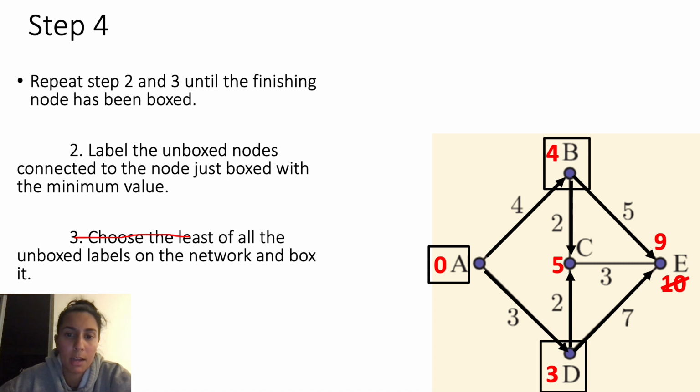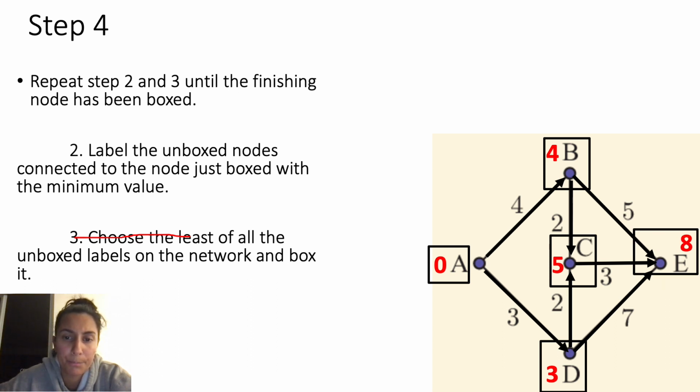Now I've got 2 unboxed nodes. 5 is the smallest, so I'm going to box it. Look at the edge coming off of that. 5 plus 3 is 8, so I'm going to change this one again. And then I'm going to box it.